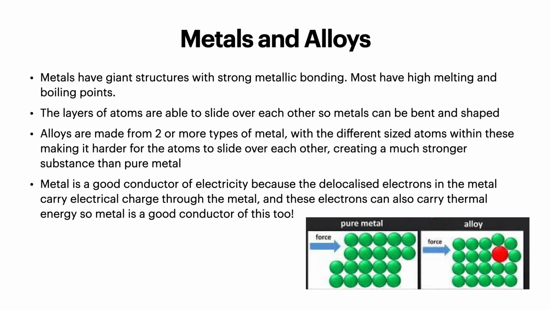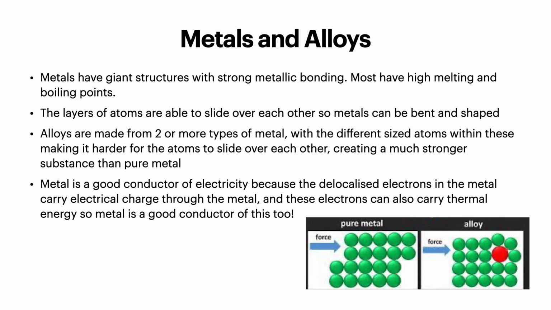And then moving forward to look at metals and alloys. Metals have giant structures with strong metallic bonding. Most have high melting and boiling points. But within a pure metal, the layers of atoms are able to slide over each other. So metals can be bent and shaped, which doesn't make them super useful for a lot of things.